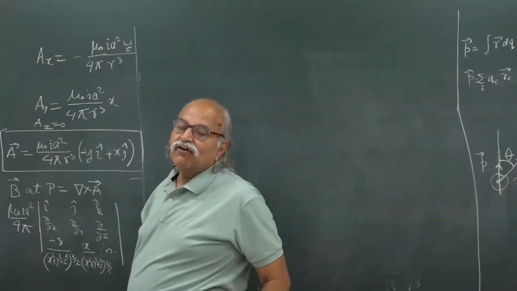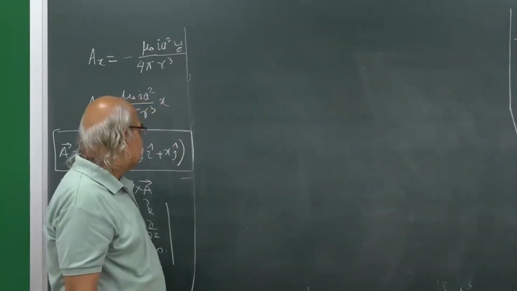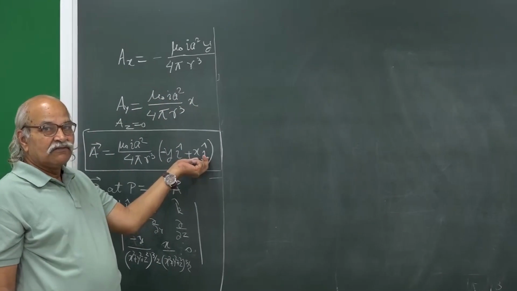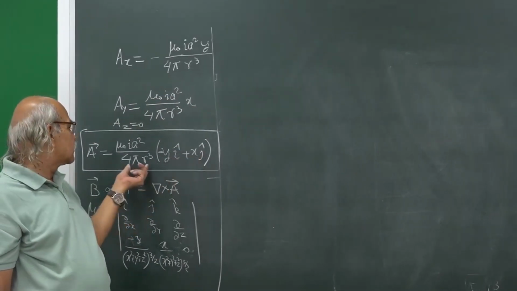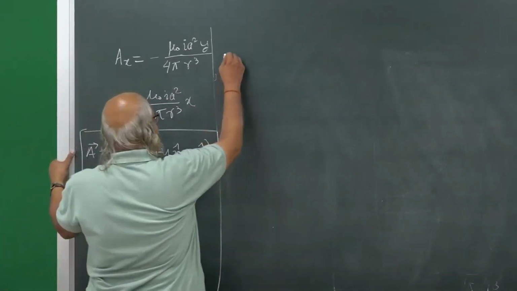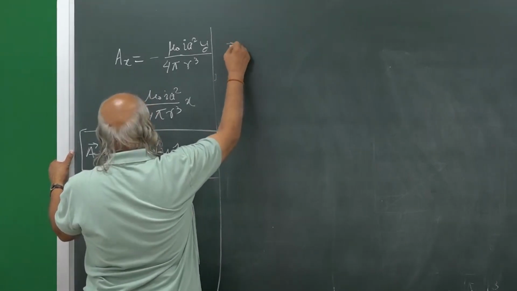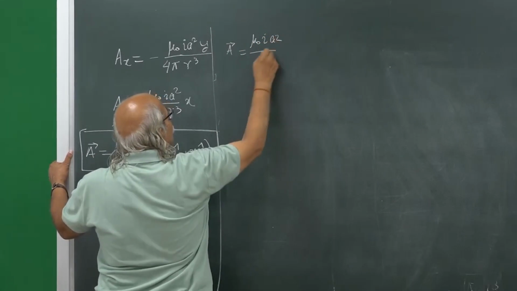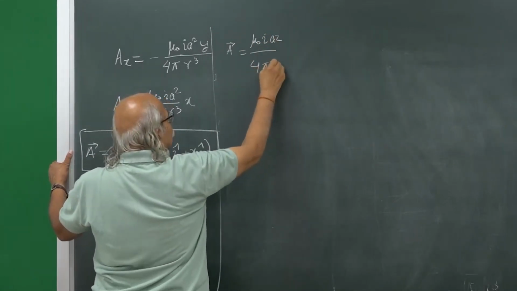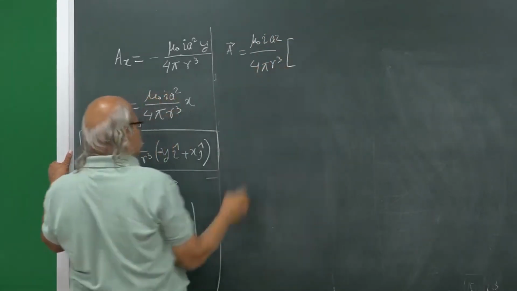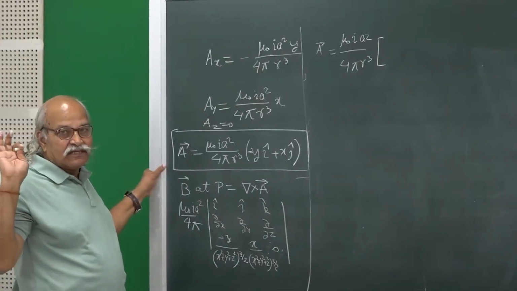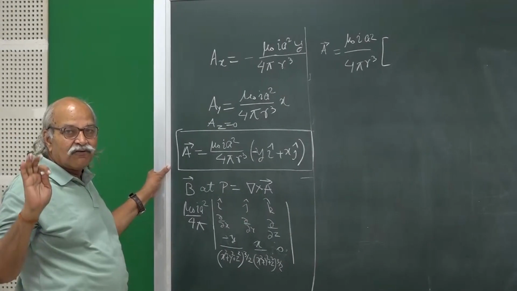The other way of doing it is, we will keep this i cap and j cap intact. We will rewrite this as A is equal to mu naught I a square over 4 pi r cube, and then use spherical polar coordinates r, theta, phi.